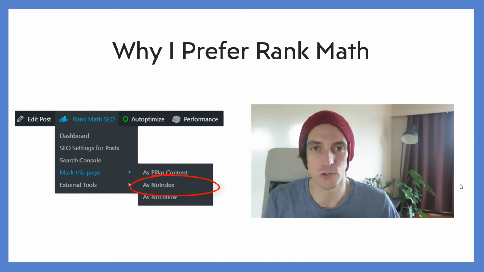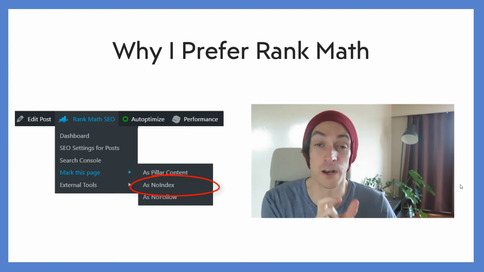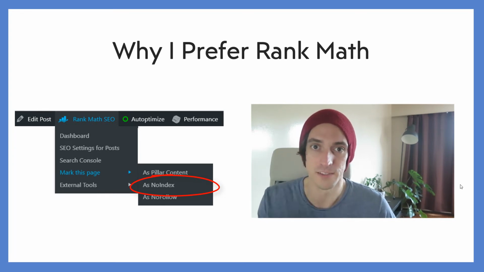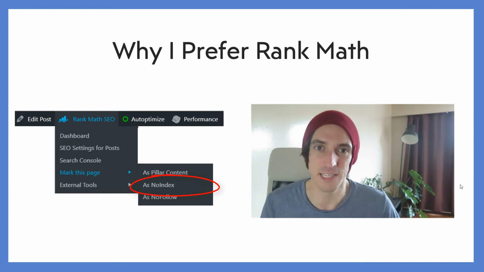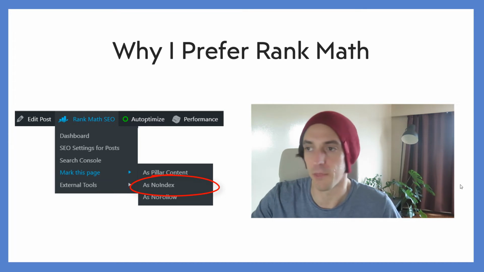So what I'll often do is I'll do the site: search for my website. So for example, for Niche Safari, I'll do site:nichesafari.com and see what's in the index. And if there's anything in the index that I don't want in the index, such as a category page, I'll go to that page and then I'll mark the page as noindex, so it's outside of the index. So I really like that about Rank Math.